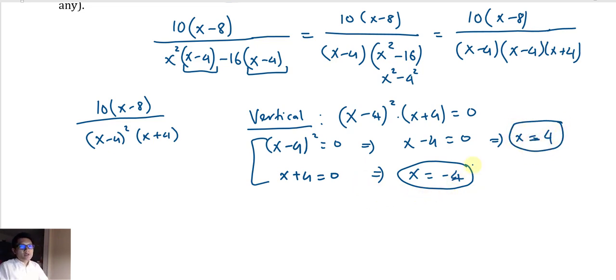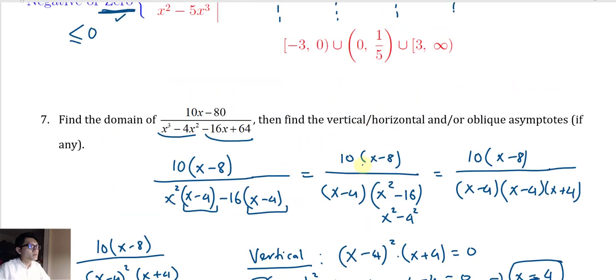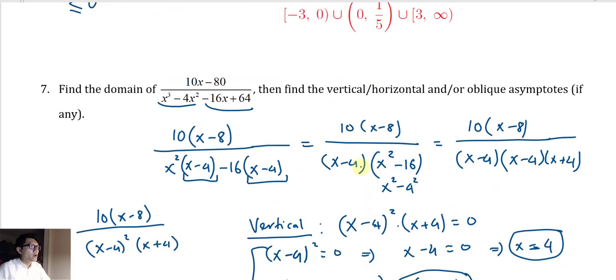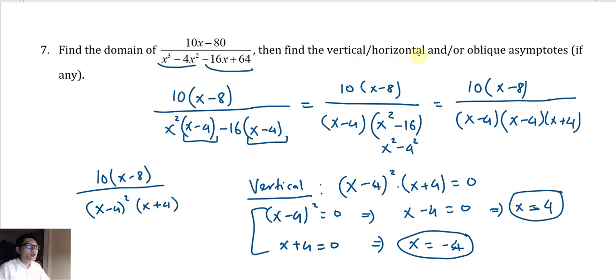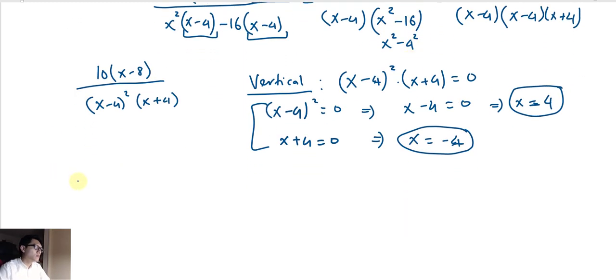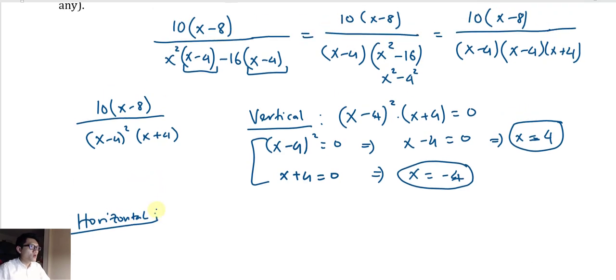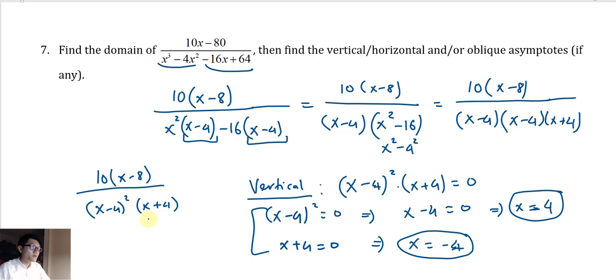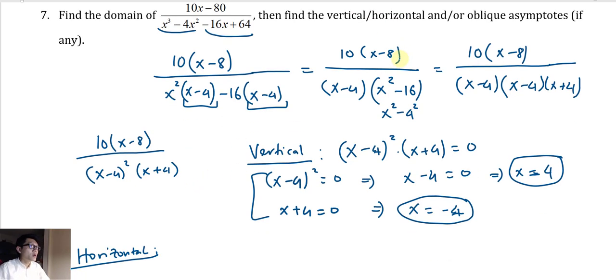Okay, so minus 4 and plus 4, these are the two vertical asymptotes for your rational function here. Okay, now how do I find the horizontal asymptotes? That's the next question. Horizontal asymptotes. Okay, so there's a few rules here to find the horizontal asymptotes.